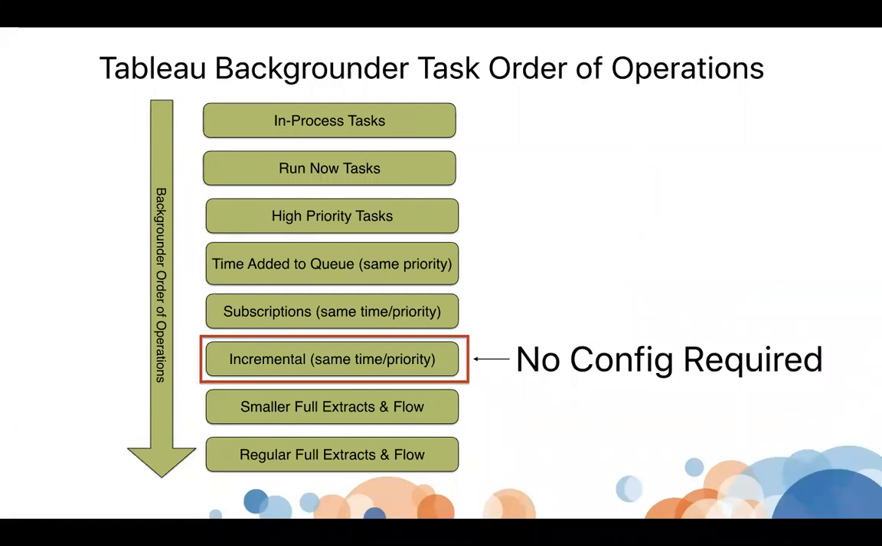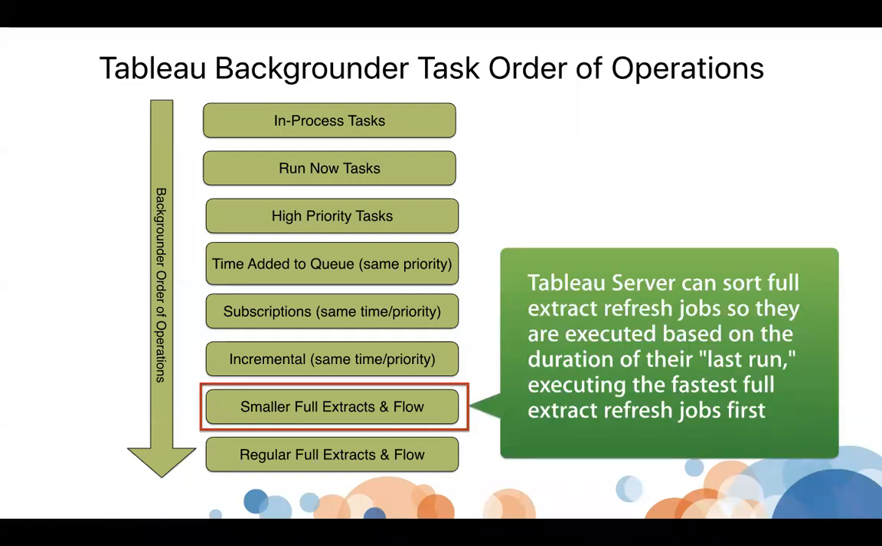Now let's dive into a little bit more. For incremental, there's no configuration required. That's how Tableau Server works. Now, a little bit different for the smaller full extracts and the flows. Tableau Server is now able to sort all the full extract refresh jobs so that they execute based on the duration of their last run. It's not the average of the last 7 days or whatever. It's based on the duration of their last run. So it's not very scientific, but it helps. And the smaller one, the faster one, will go first.